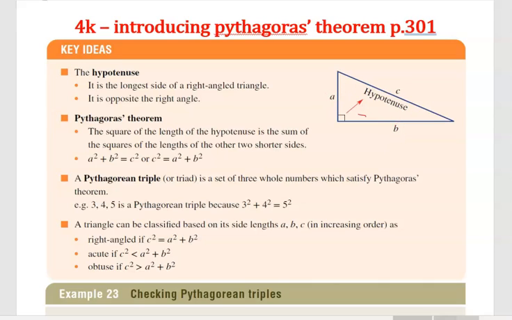So we have to know a few words first. The hypotenuse, what a crazy word, is the longest side, and it's the one opposite the right angle. The square of the length of the hypotenuse, which is to say c squared, is equal to the sum of the squares of the two shorter sides. So it doesn't matter if it's a squared plus b squared or b squared plus a squared, or which one we call a and which we call b. As long as we square them and add them together, they will equal c squared.